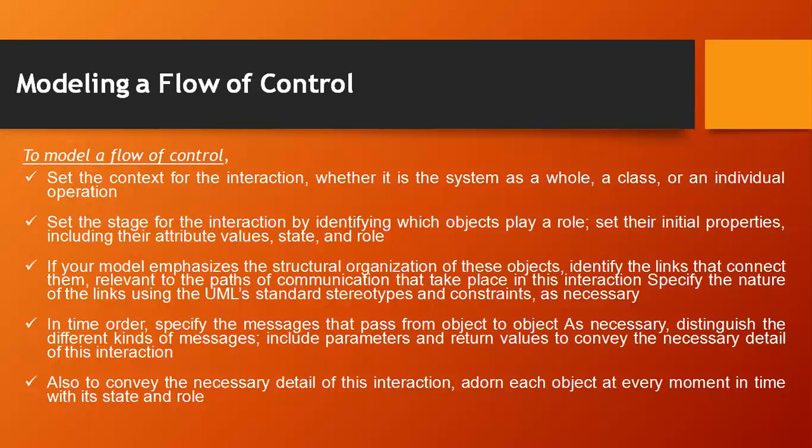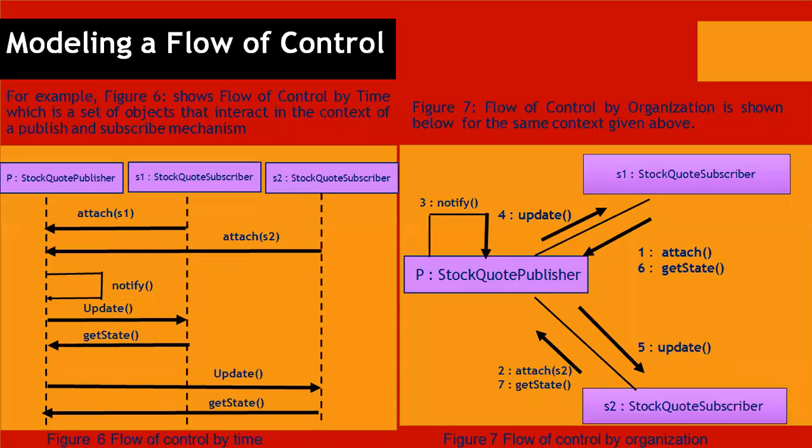In time order, we specify the messages that pass from object to object as necessary, and distinguish the different kinds of messages, including parameters and return values, to convey the necessary details of this interaction. Also, to convey the necessary details of these interactions, we adorn each object at every moment in time with its state and role. Let us consider an example.